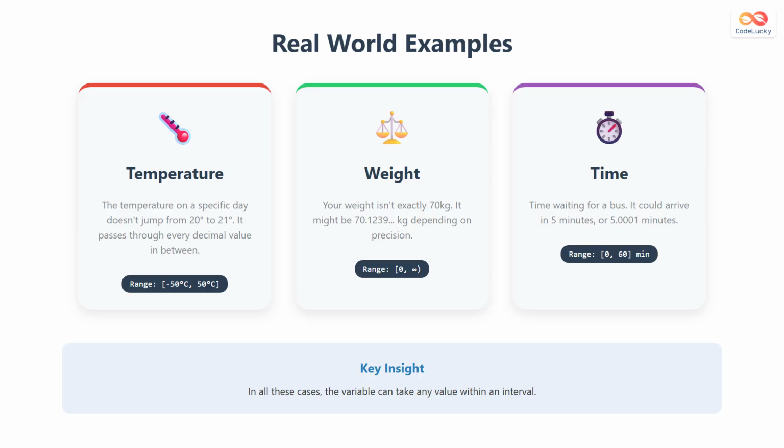We see continuous variables everywhere. Temperature is a classic example. It moves smoothly from 20 degrees to 21 degrees, passing through every fraction in between. Weight is another. Your weight isn't just a round number, but a precise measurement on a scale. Time is perhaps the most intuitive example. The time you wait for a bus could be 5 minutes or 5 minutes and 30 seconds. All of these operate on continuous intervals.